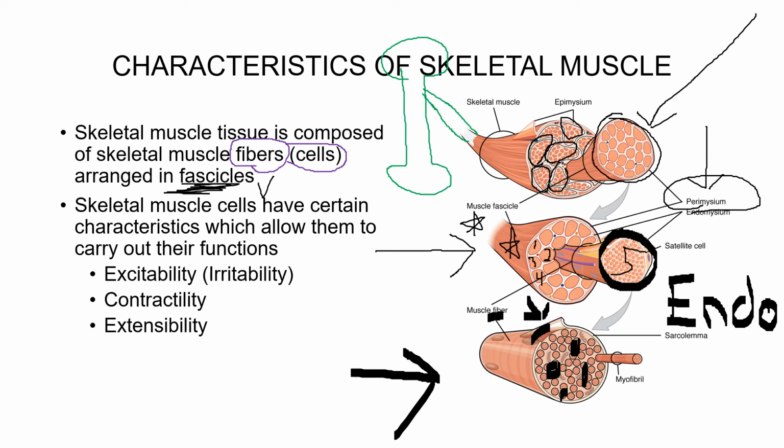Okay, so that's the first bullet point. Second bullet point is skeletal muscles are able to do some really, really cool things that not all other tissues are able to do. And you can see these 3 bullet points. You have excitability, aka irritability. You have contractility, and you have extensibility. And we're going to dive into each one of these 3 on the next few slides.